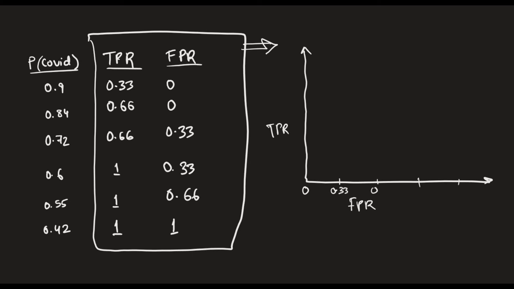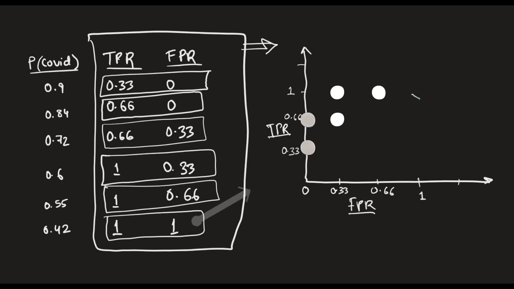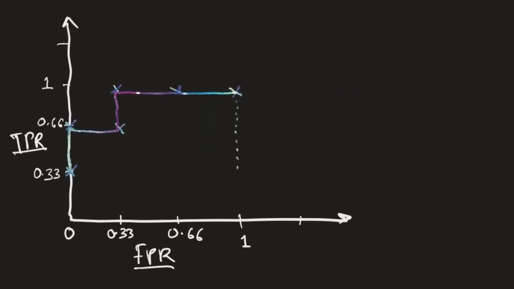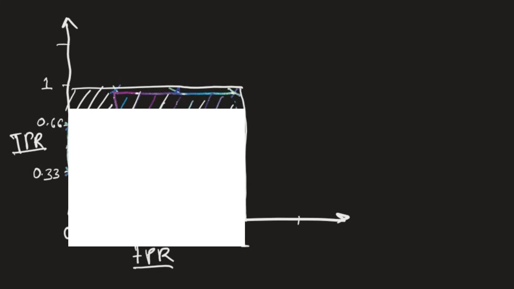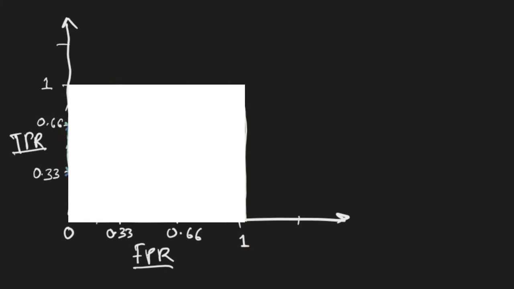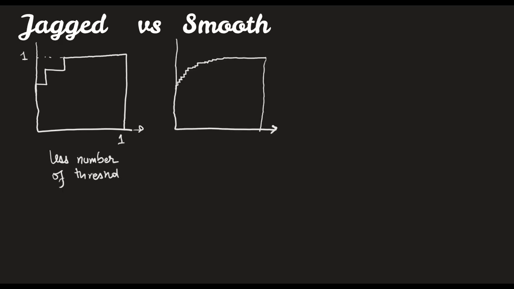We plot each point one by one and then join them using straight lines. The area under this curve will give us the area under ROC or AUROC. This will always be equal to or less than 1 because it lies inside the square of dimension 1 by 1. ROC curve can look like this or this. If it is jagged, it has less number of samples. If it is smooth, it has more number of samples or thresholds.